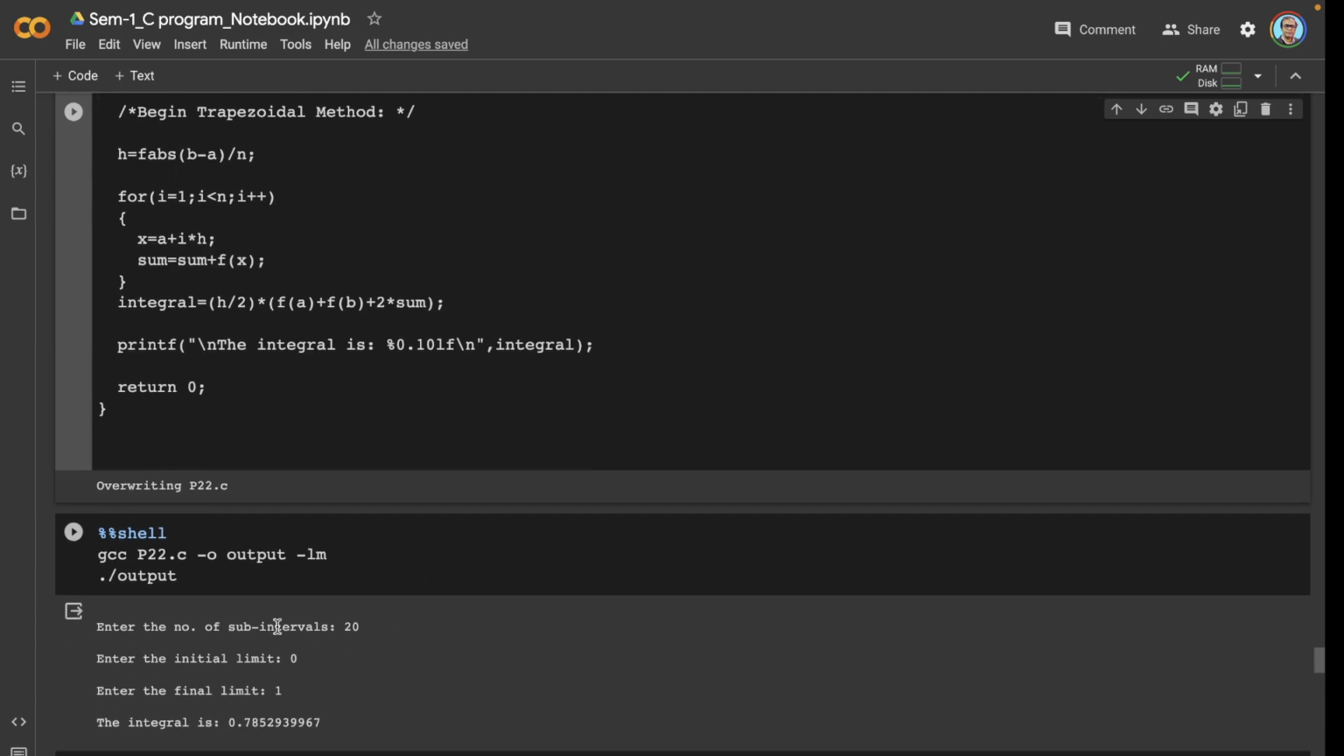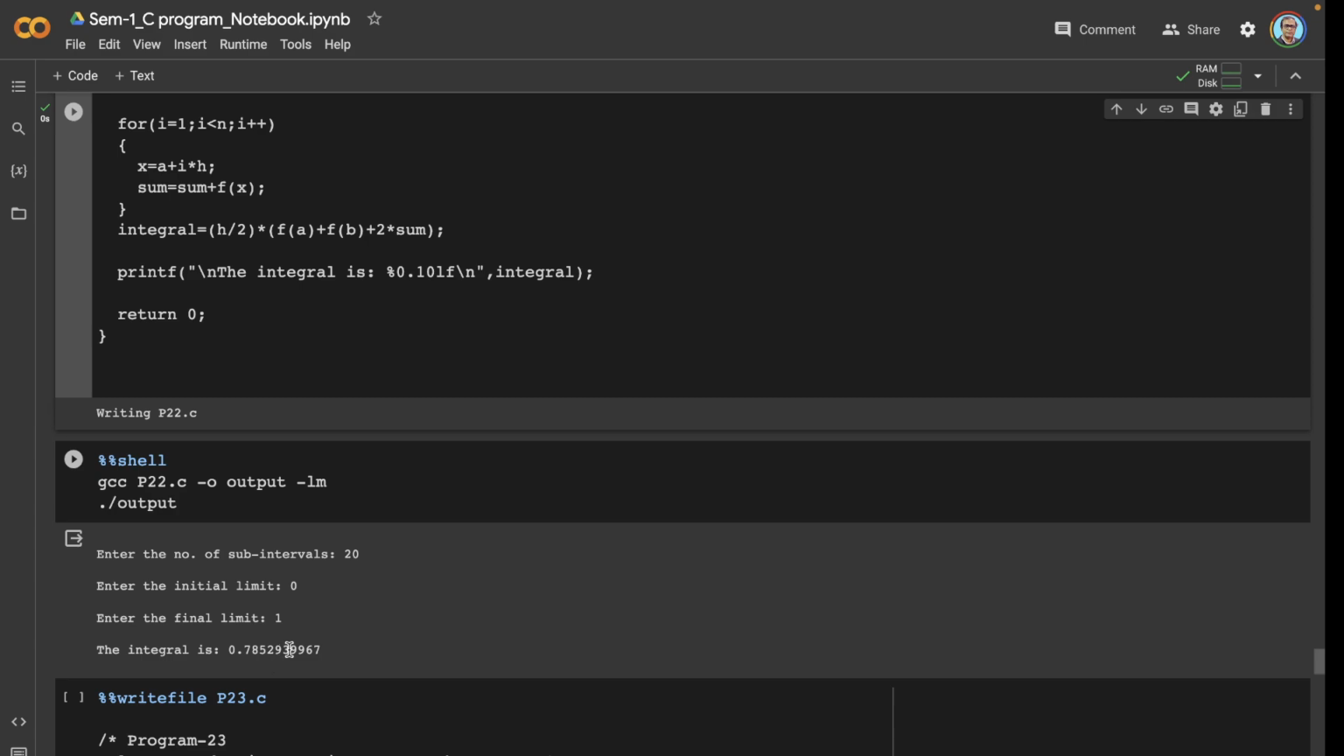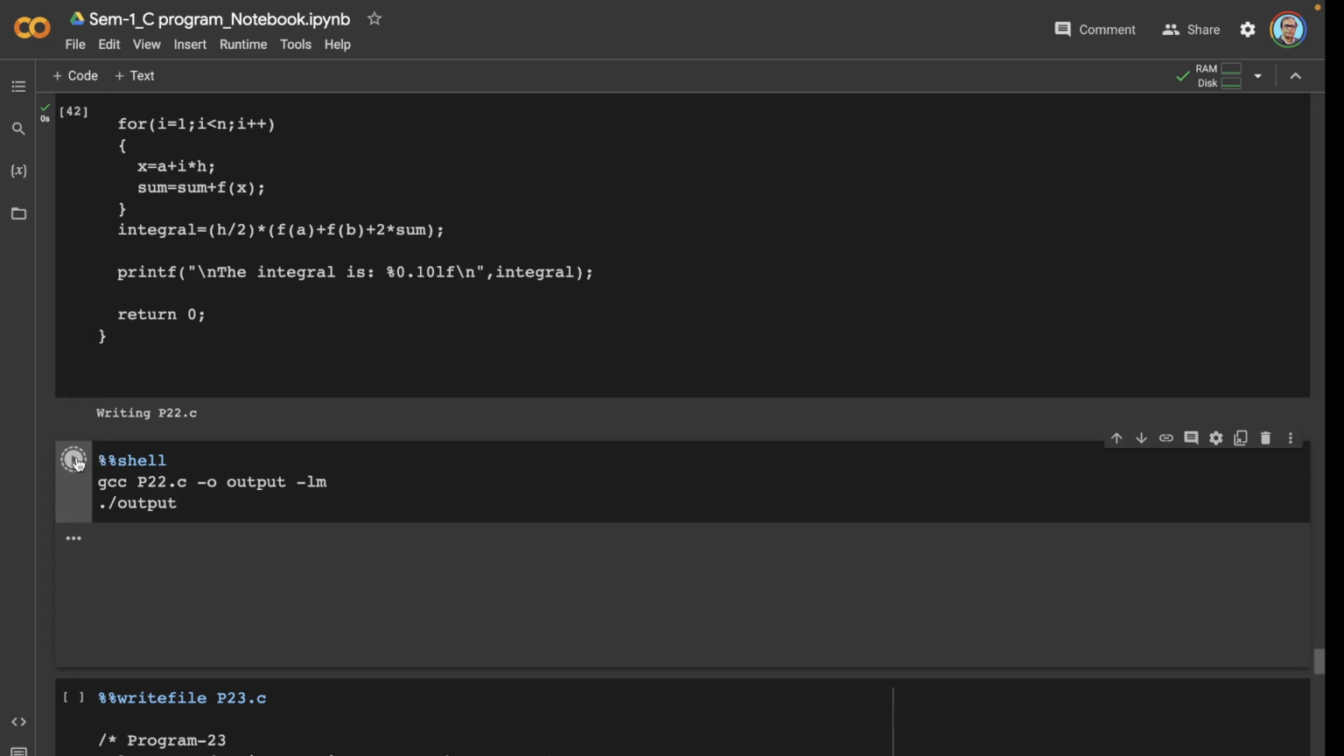This is the subintervals. You use your 20 subintervals. Initial value, initial limit. So run this problem. Here 0.785. Lower limit and upper limit. Subintervals, suppose subinterval is 10 and the lower limit is 0, upper limit is 1, so 0.784, almost the same as when we use subinterval 20.